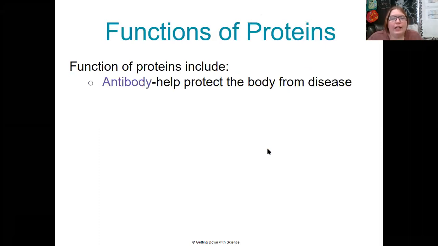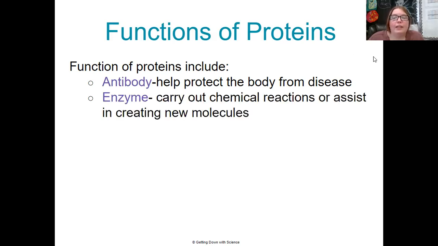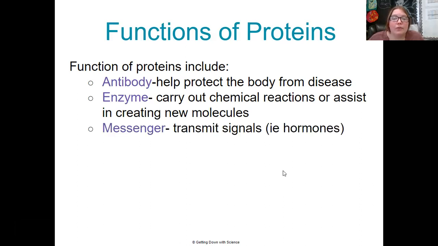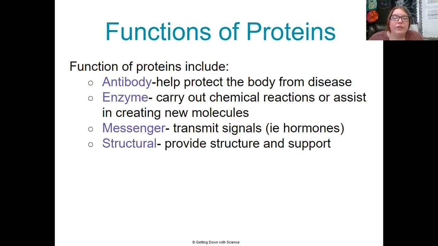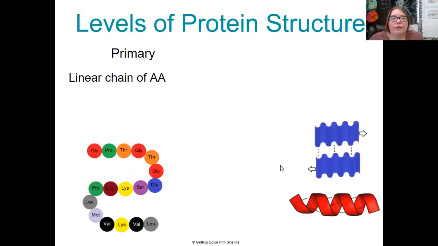Functions of proteins include antibodies. We've been talking a lot about that in the news because of the corona. They're looking at antibodies because they help people recover from diseases, but they're made of protein. Enzymes carry out chemical reactions or assist in creating new molecules. We're going to talk more about those later, but those are also proteins. They can be messengers. They can be structural, like your muscles. They can transport things. We're going to talk about transport proteins till y'all are sick later, so just be prepared for that.